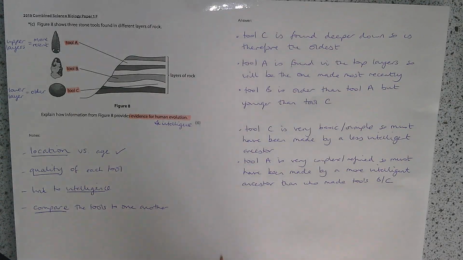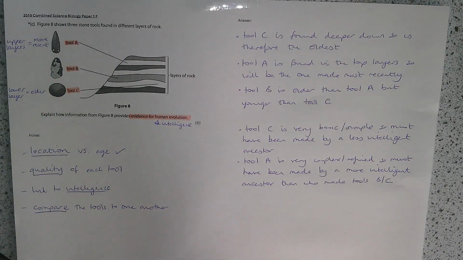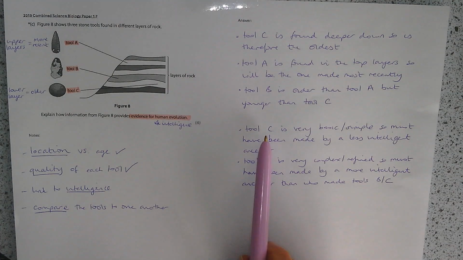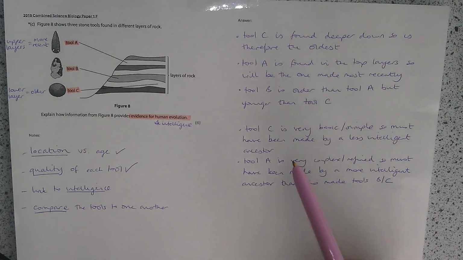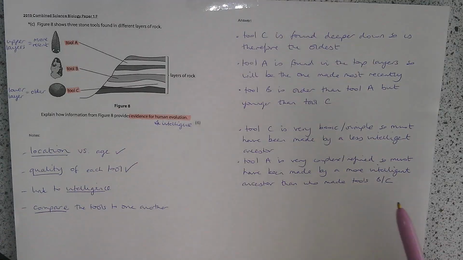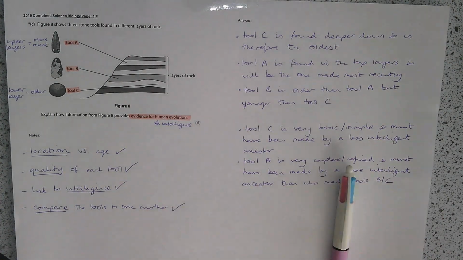Okay, so I've mentioned about the quality of the tools, well, most of them anyway, the most basic and the most complex. I've linked it to intelligence by saying the basic one must have been made by a less intelligent ancestor, and the more complex one a more intelligent ancestor, and I've done a bit of a comparison as I've gone along. Okay.